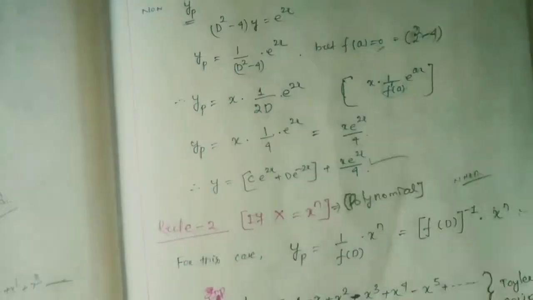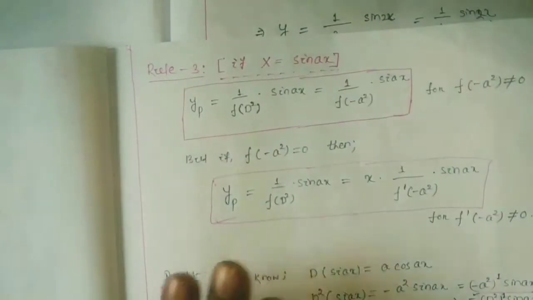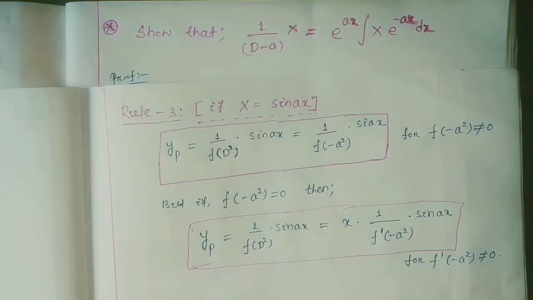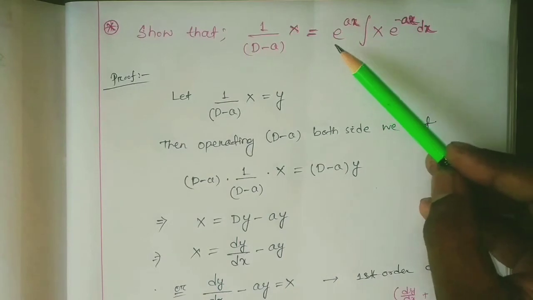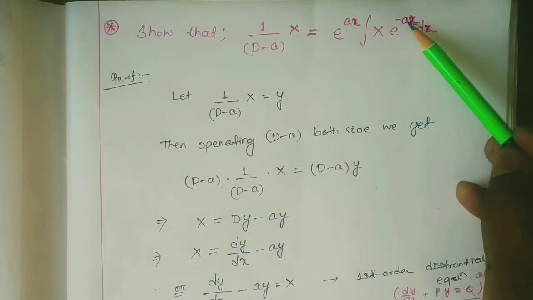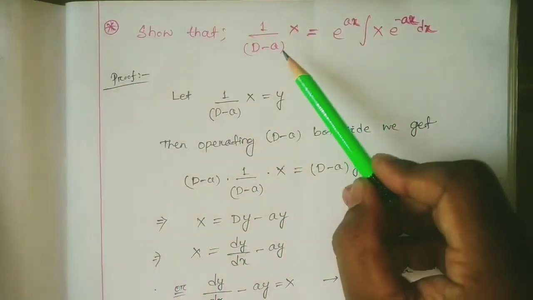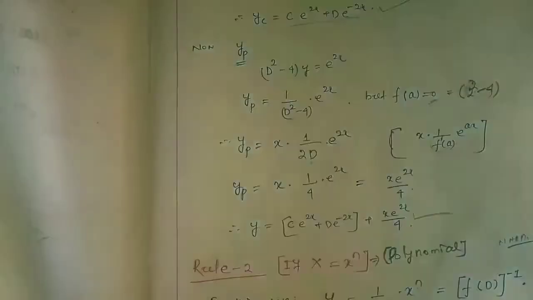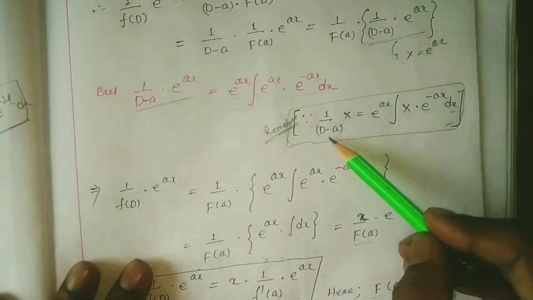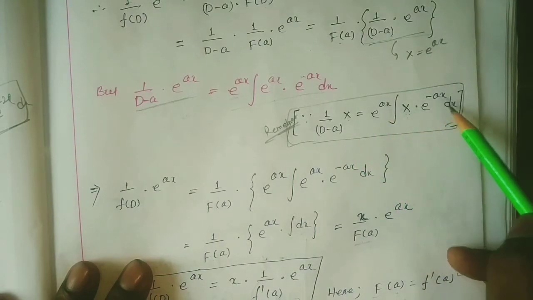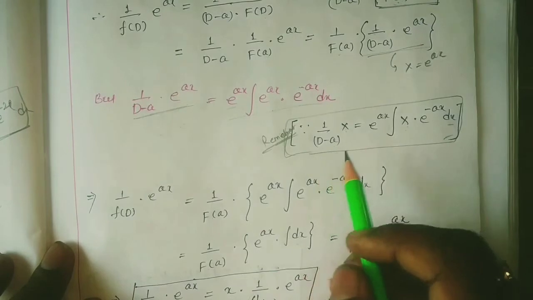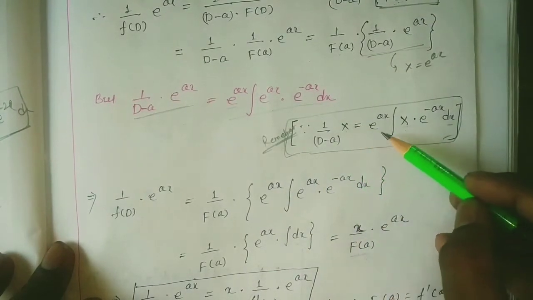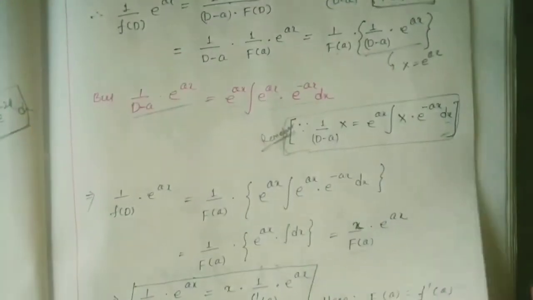In this video we are going to discuss rule 3, but before that we are going to discuss the proof of 1 by (D minus a) x equals e to the power ax integration of x e to the power minus ax dx. This result has been used here: 1 by (D minus a) x equals e to the power ax into integration of x into e to the power minus ax dx. First we have to prove this result, that means 1 by (D minus a) x equals e to the ax integration of x e to the minus ax dx. Then we are going to move towards rule 3 and the corresponding numericals.